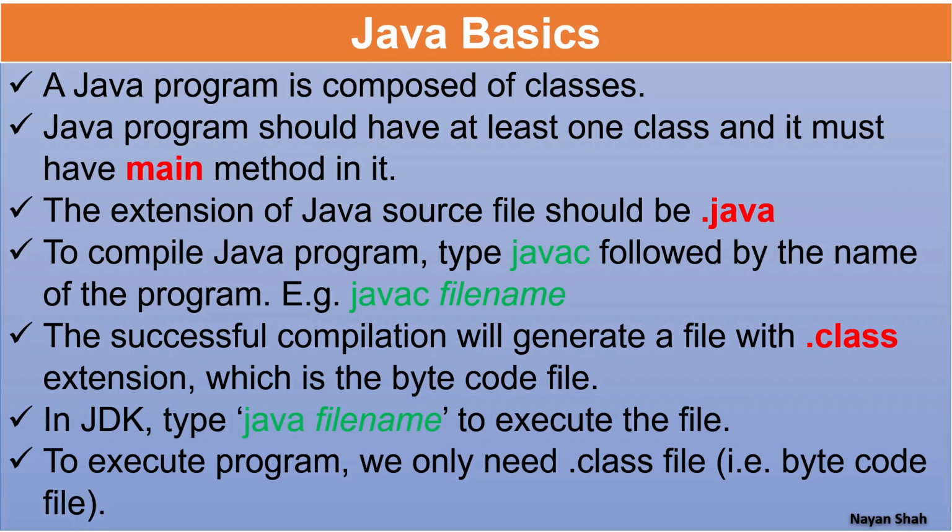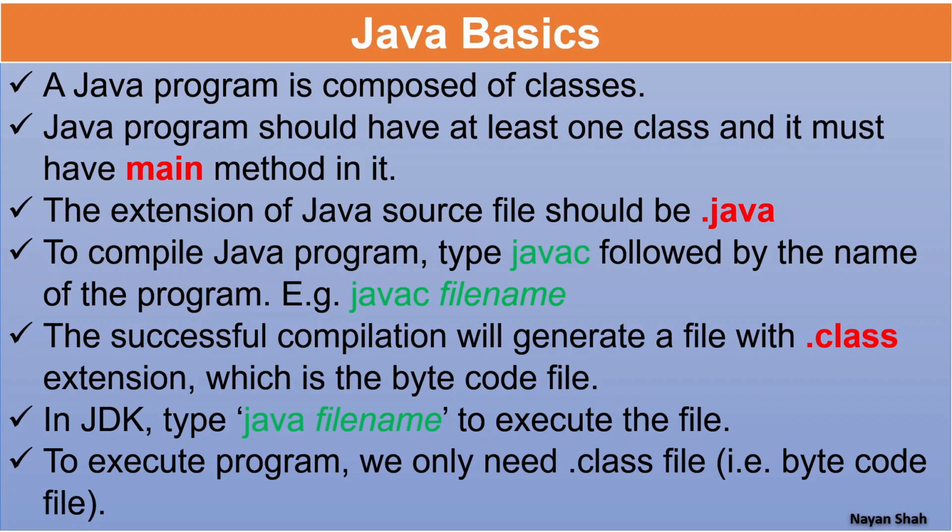Now a Java program is composed of classes. I think we discussed this in chapter 6 also. A Java program is composed of many classes, and there has to be one class where there is a main method in it. You may write a Java program with only one class, or you may write a Java program with hundreds of classes. But there has to be one and only one class where there is a method with the name main. That is the main method from where the program starts execution.